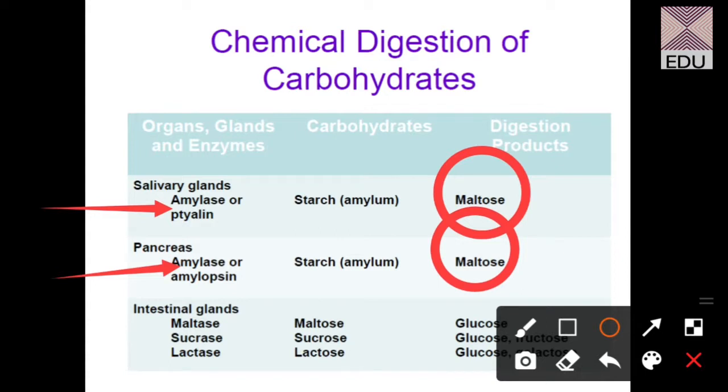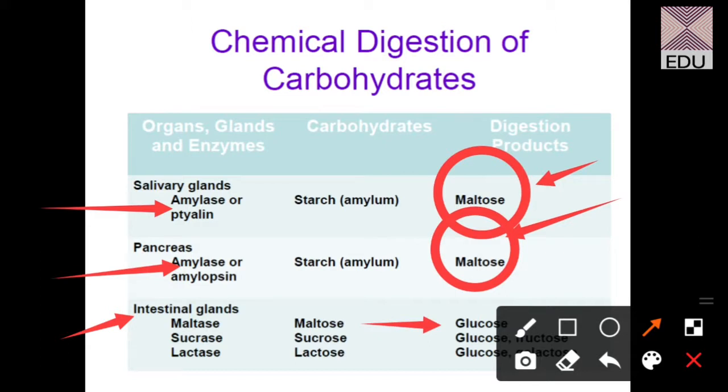Now we are coming to the intestinal glands. This is the third mode of production of enzymes for carbohydrates. First we had in the mouth, second from the pancreas, and third we have the intestinal glands. Here, first of all, the maltose, which was produced as a result of the breakdown of starch, has to be broken down. This maltose will be acted upon by maltase and converted into glucose. That will be the very first reaction.